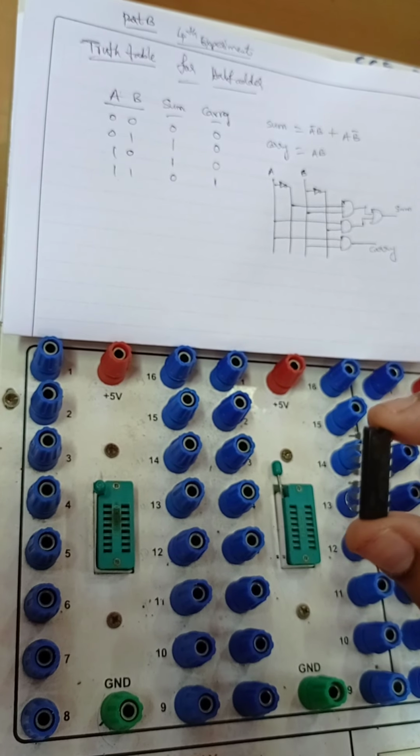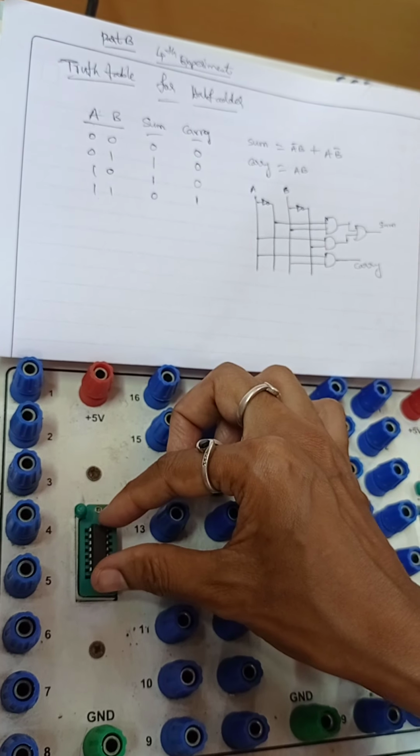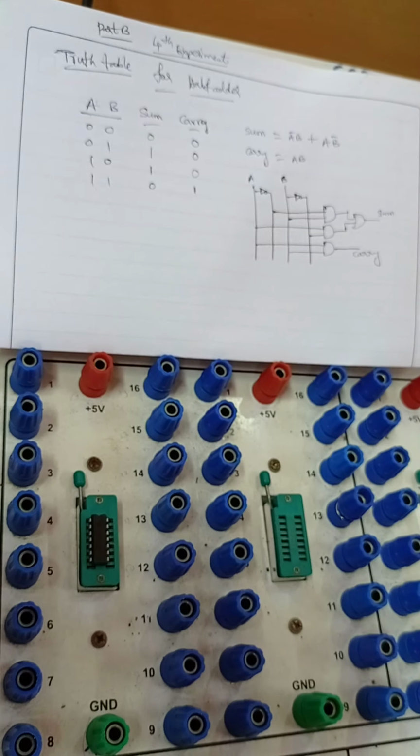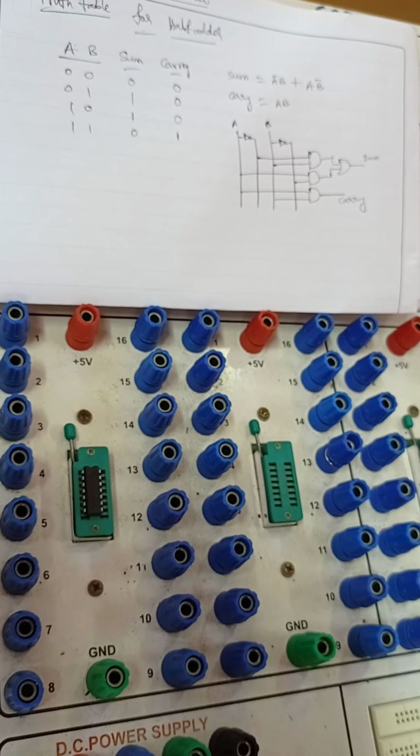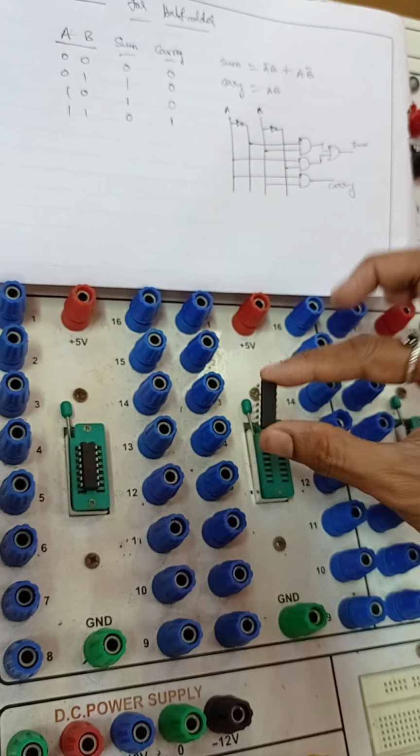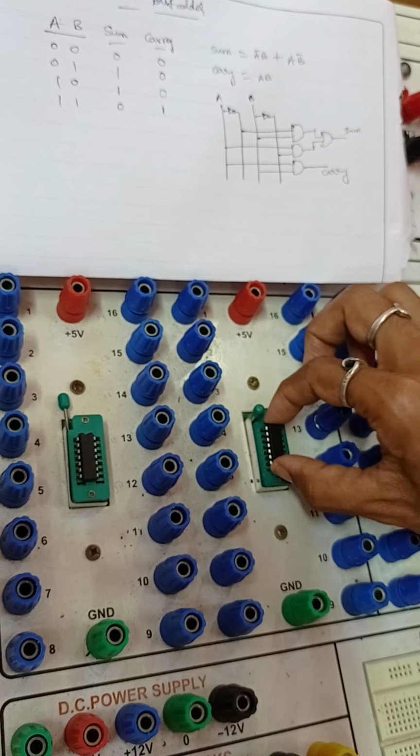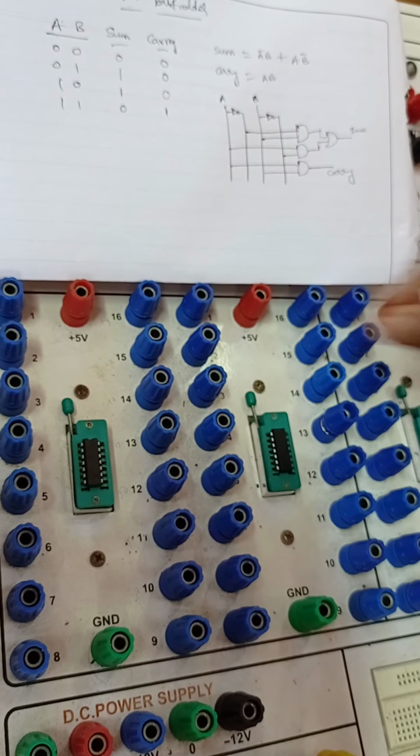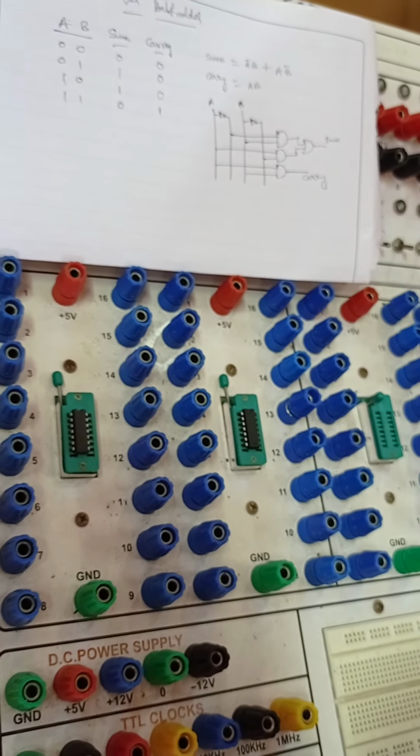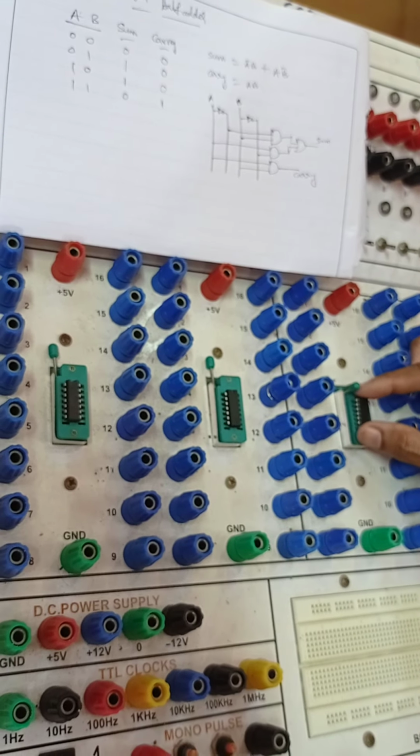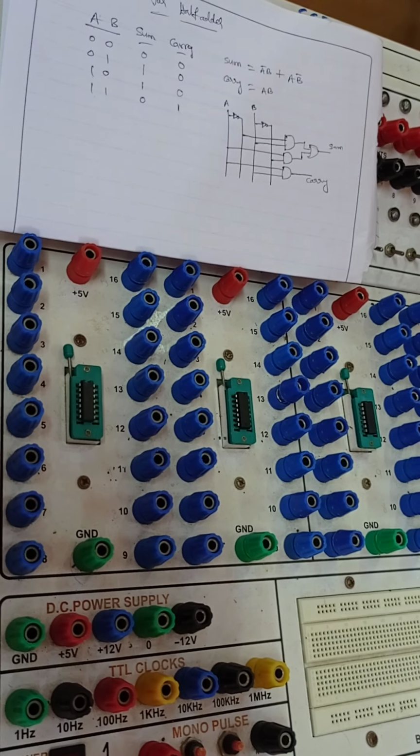Now I am taking the 7404 IC and placing it here. The NOT gate can be connected by using this. Now the 7408 IC is used as the AND gate, and the 7432 IC for the OR gate. Now I will connect it according to the circuit.